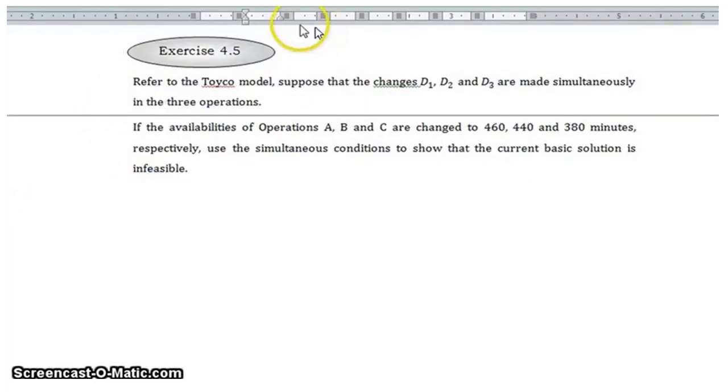Now, please do exercise 4.5 as your homework.